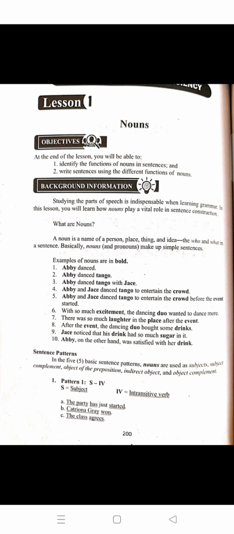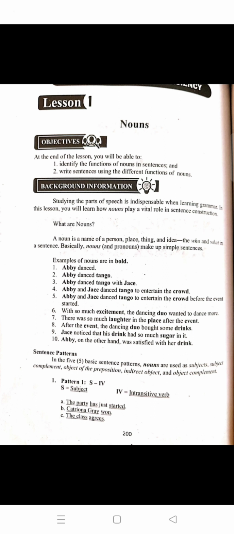identify the functions of nouns in sentences and of course write sentences using the different functions of nouns. So expect that you will be writing sentences using the different functions, and expect also that you're going to identify the functions of nouns in your activities later on. Let us first define what nouns are.